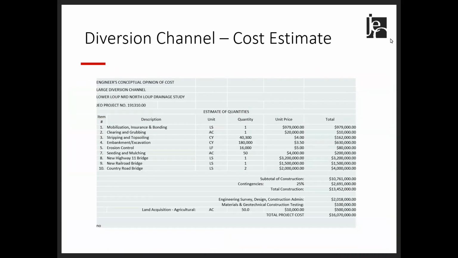Here's a detailed cost estimate of the diversion channel. This option comes in at approximately $16 million.